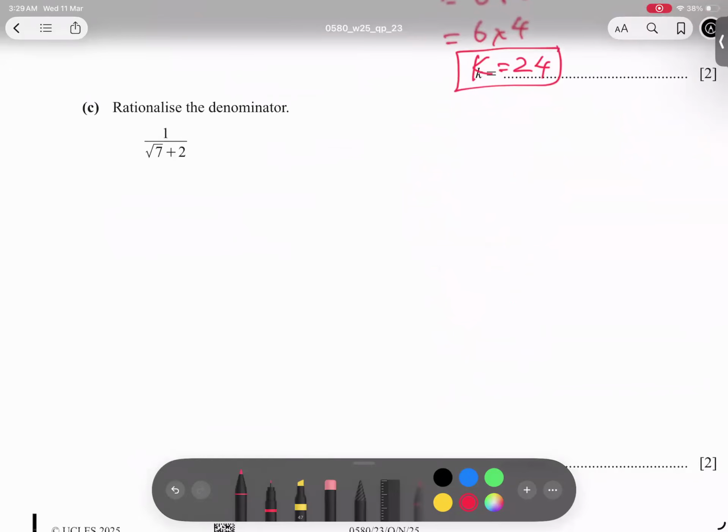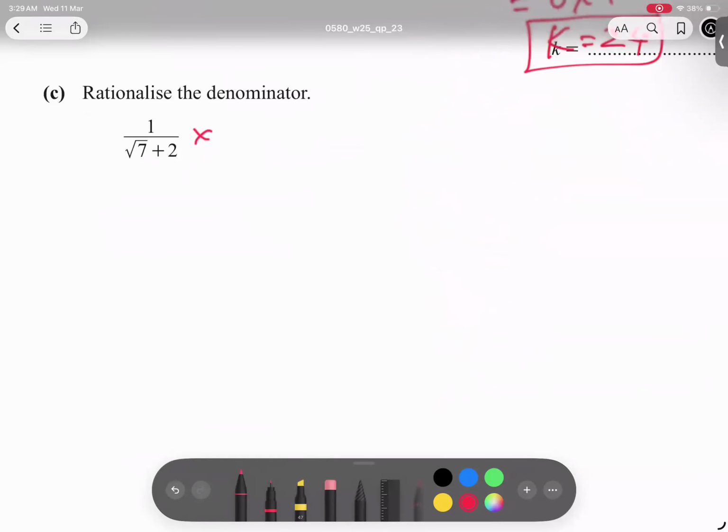Rationalization of the denominator, what is the rule? We have to do this kind of question. We have to keep the same values up and down, same values, just reverse the sign. So the sign is negative, I'll make it positive, and if positive, I'll make it negative. And this value multiplied with 1, I can write root 7 minus 2.